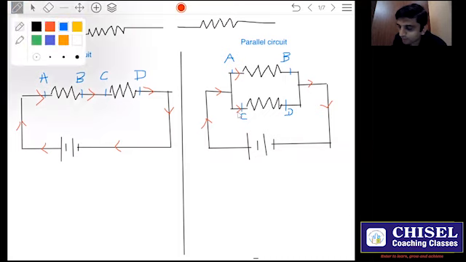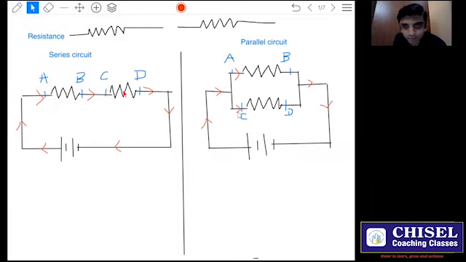In the series circuit, just have a look. This is the first resistance and this is the second resistance. I name this resistance R1 and this resistance R2. Similarly, I have the same resistances here. Let's say this is R, this is R1, and this is R2. Getting this part? Now let us understand the difference in how we have connected these two resistances.